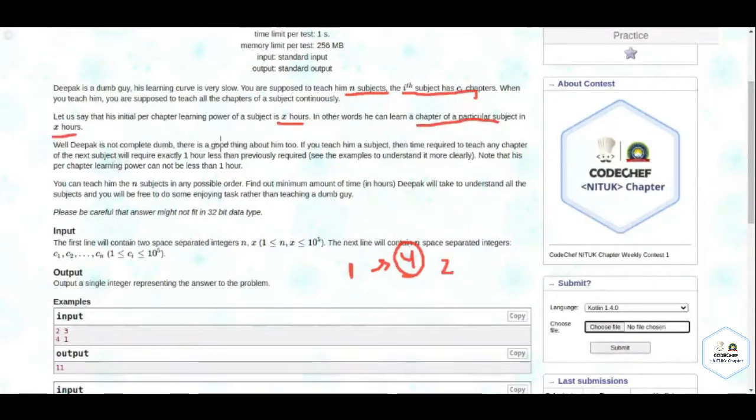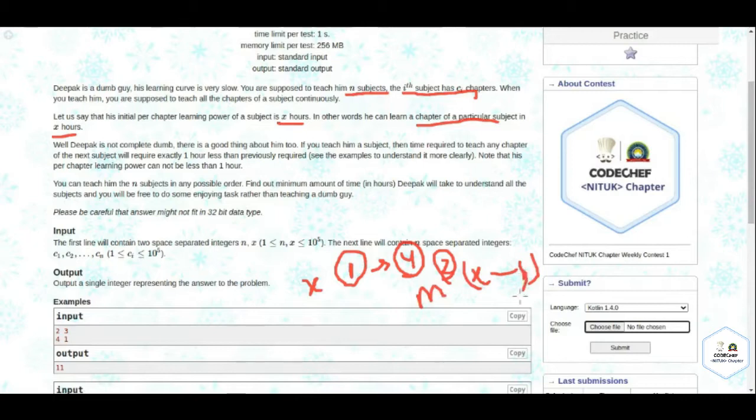While Deepak is learning, there is a good thing: the time required to teach any chapter for the next subject will be exactly 1 hour less than the previous one. It means for the first subject, if it was requiring x hours, then for the second subject it will require x minus 1 hours. Note that this power cannot be less than 1 hour, so it will be the maximum of x minus 1 and 1.